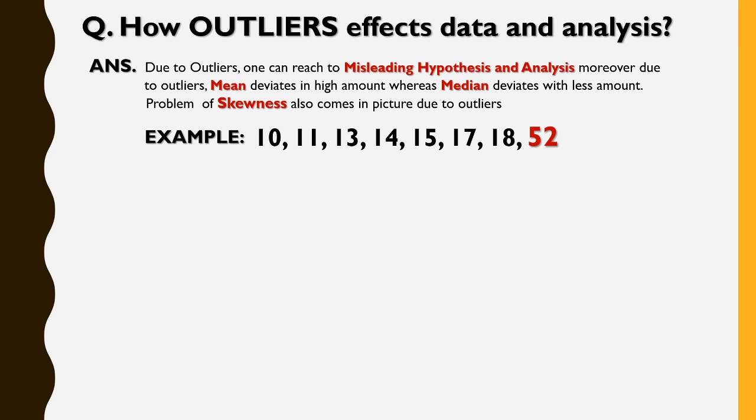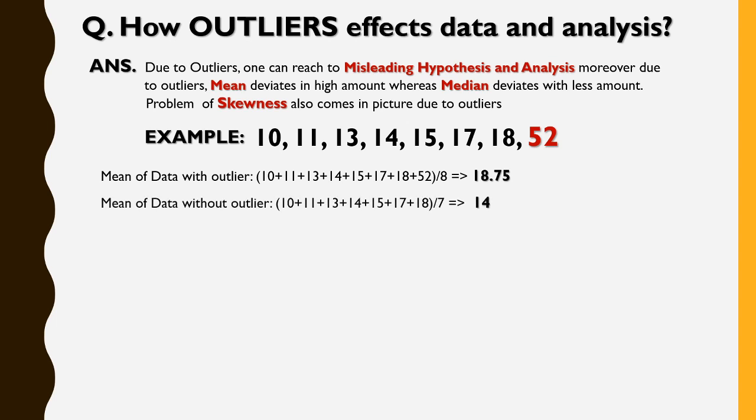The same data that we have earlier: 10, 11, 12, 13, 14, 15, 17, 18 and 52, where we know 52 is an outlier. If we are calculating the mean of the data with the outlier, then the mean comes to 18.75. And if I take the mean of the same data without the outlier, that is, leaving out 52 and dividing by 7, then we can see the mean deviates with the outlier. With the outlier it is 18.75, but without the outlier it is 14. So the mean deviates with a huge value.